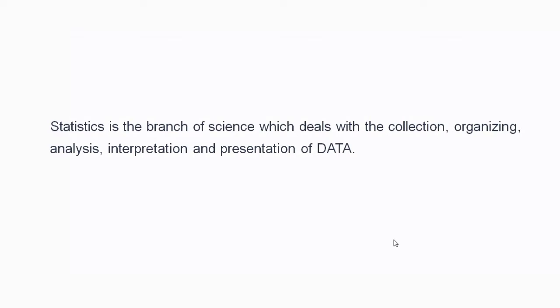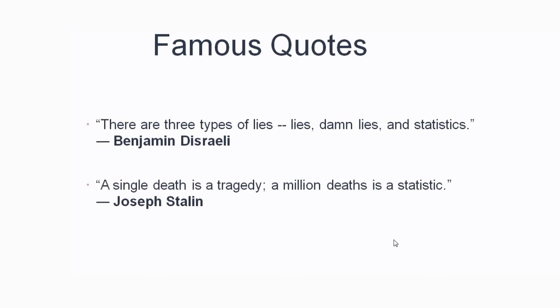As you can see, statistics is a branch of science which deals with collection, organizing, interpretation, and presentation of data. So it deals with data, comprising everything related to data. In statistics there are many quotes, and among them my favorite quotes are these two. There are three types of lies: first is lies, then damn lies, then statistics. And another, by Joseph Stalin: a single death is a tragedy, but a million deaths is a statistic. From these quotes you may already get the idea of the powerful statistical world.